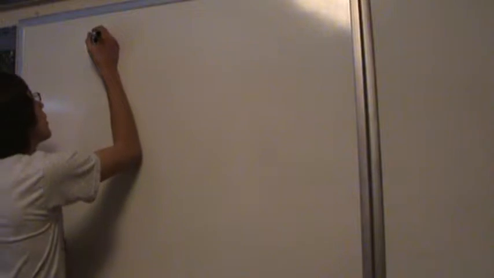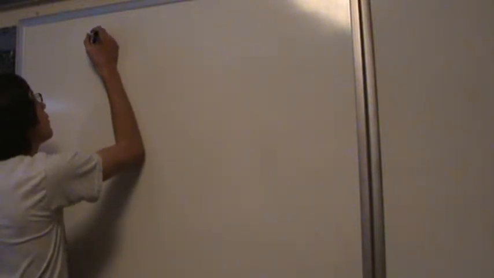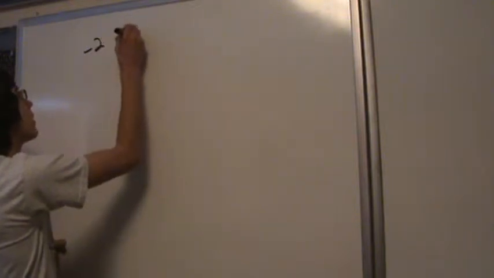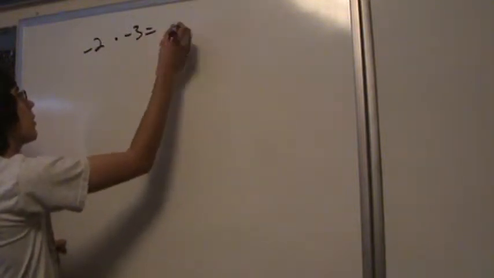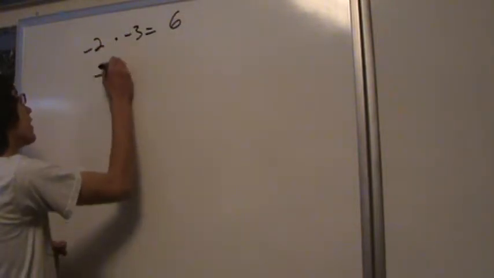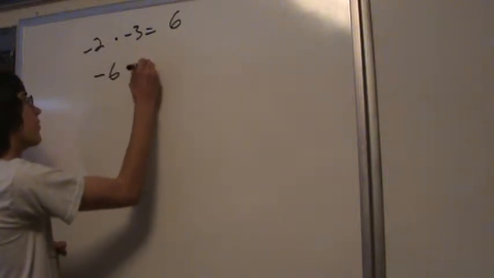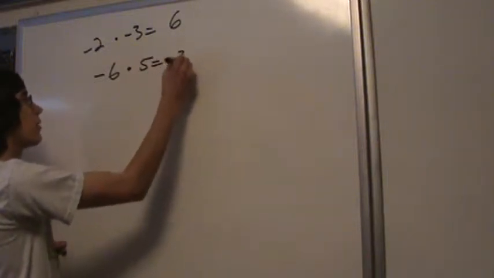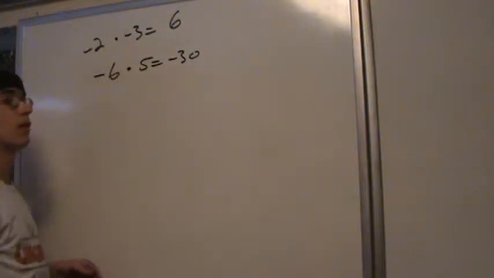Alright, so today we're going to discuss multiplying and dividing by negative numbers. Okay, so suppose I have -2 times -3. That gives us +6 because a negative times a negative is a positive. What happens if I have -6 times 5? That would be -30 because a negative always overrides a positive.